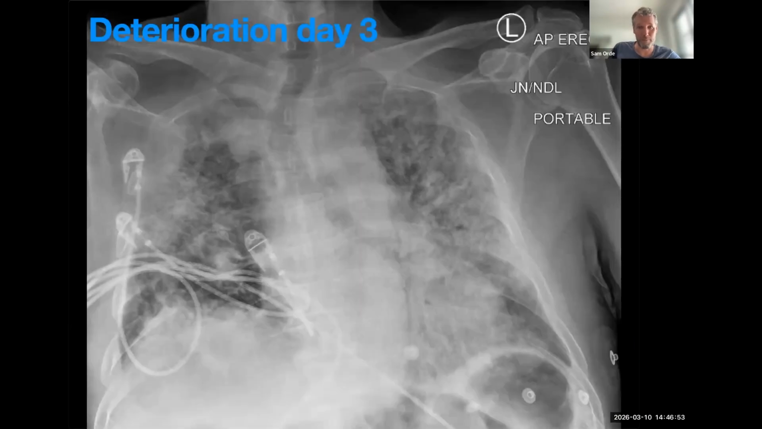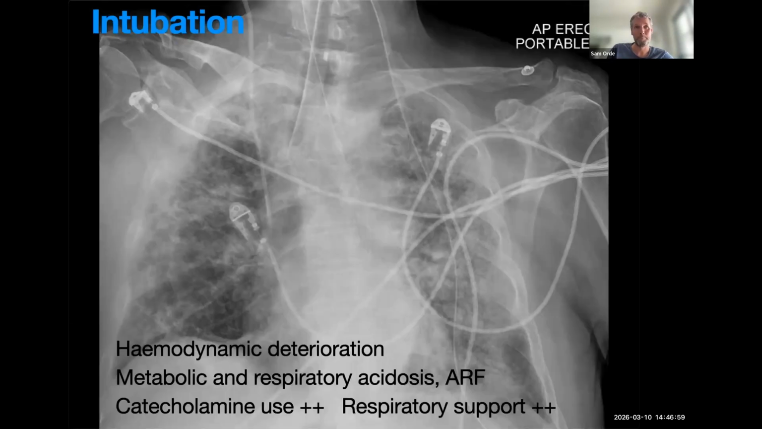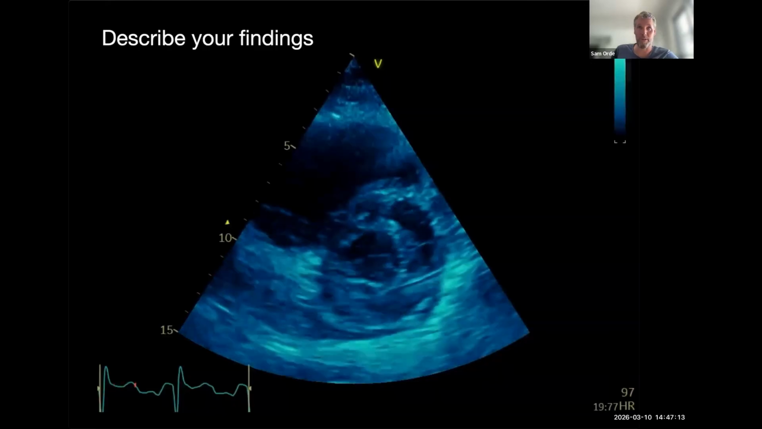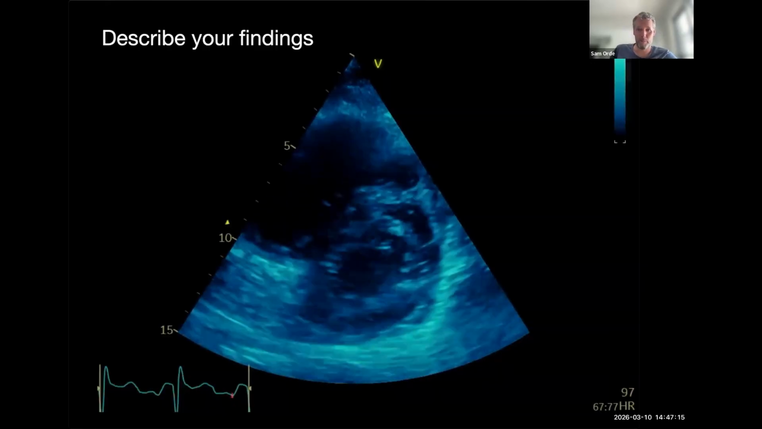All right, Raj, let's move over to you. So, Raj, this is the deterioration that happened on day 3, so worsening chest X-ray findings. And he is intubated. And after intubation, we've got horrible hemodynamic deterioration, metabolic and respiratory acidosis occur, acute kidney injury, lots of catecholamines required, and lots of support from the ventilator. Tell me what's going on.